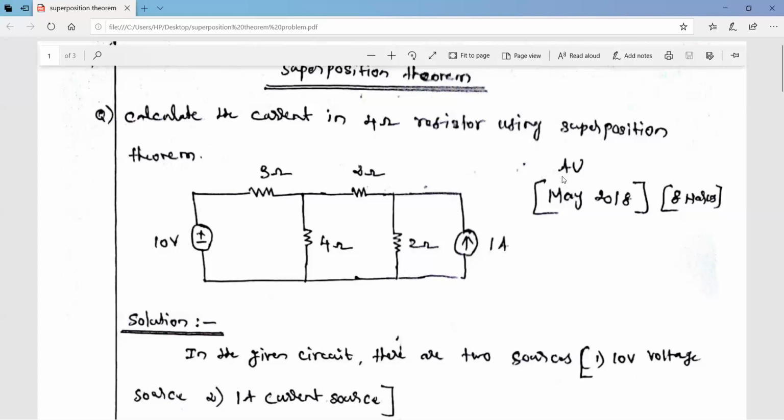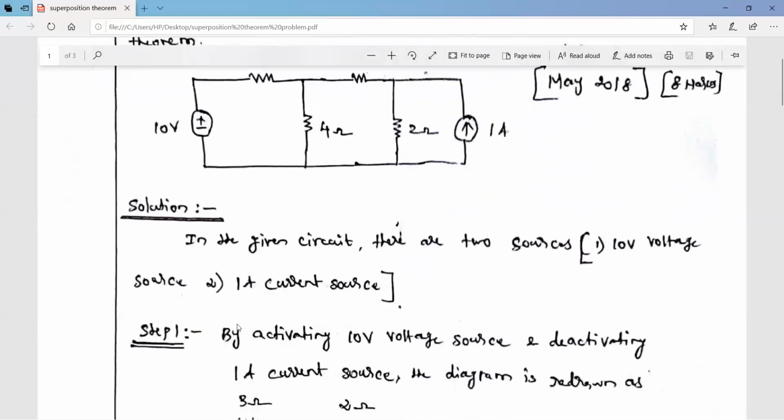Okay, the theorem is like this one. You see, in the given circuit, there are two sources. So in step number 1, we have to identify how many sources there are. There are two sources: one is a voltage source, one is a current source. So in step number 1, what we have to do is activate the 10 volt voltage source and deactivate the 1 volt current source.